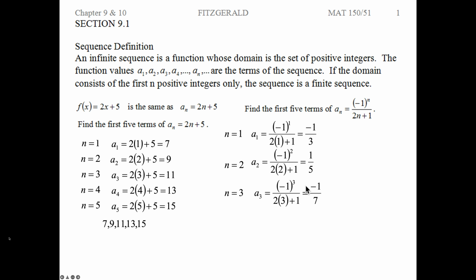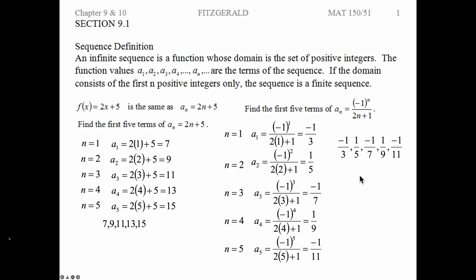Negative 1 to the 3rd power, alternating signs, back to a negative 1, add 2 to the denominator, alternate the top, add 2 in the bottom, alternate the 1, add 2 to the bottom, and there's my pattern. And there's my sequence. So a lot of sequences you will discover there's a pattern in the numbers, and once you find it, you really don't have to keep evaluating.